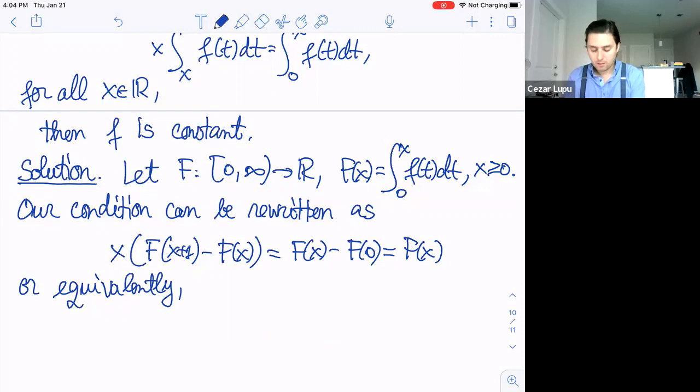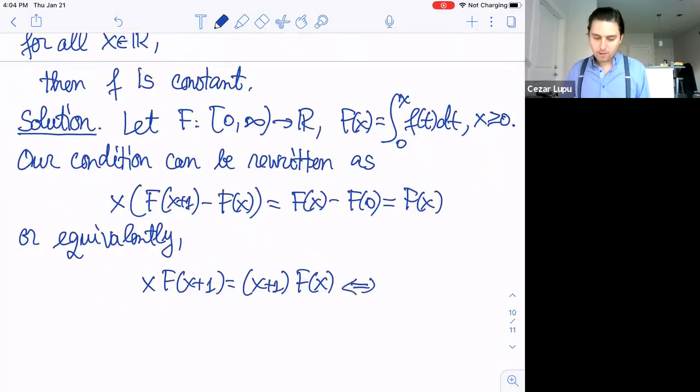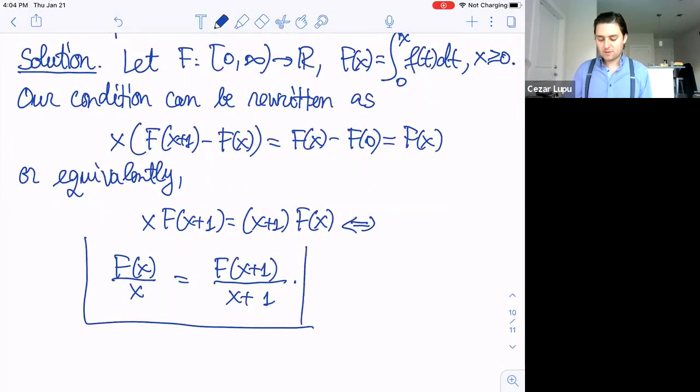So okay, I had to subtract 1, so x plus 1 minus... All right, so this will be x times f of x plus 1 is x plus 1 times f of x, right? So I can write it in this way. Or even more, and this is where I wanted to get to, f of x over x is f of x plus 1 over x plus 1. All right, so this is the essential.